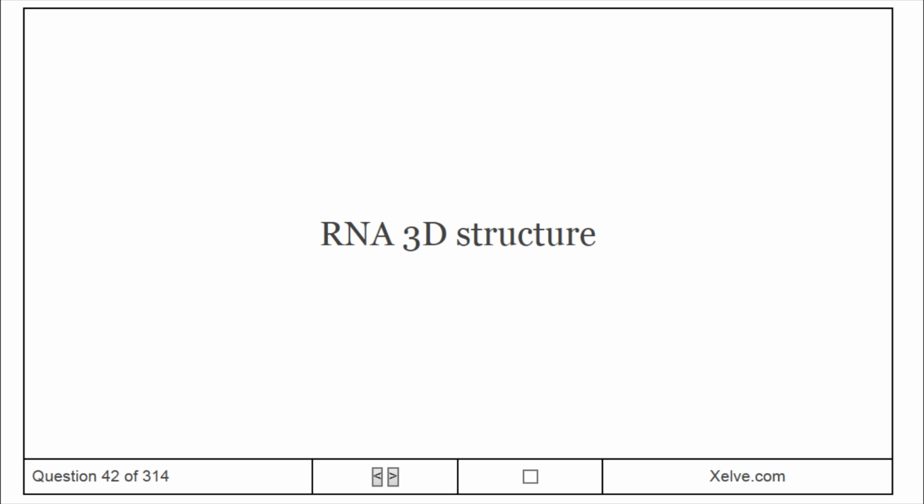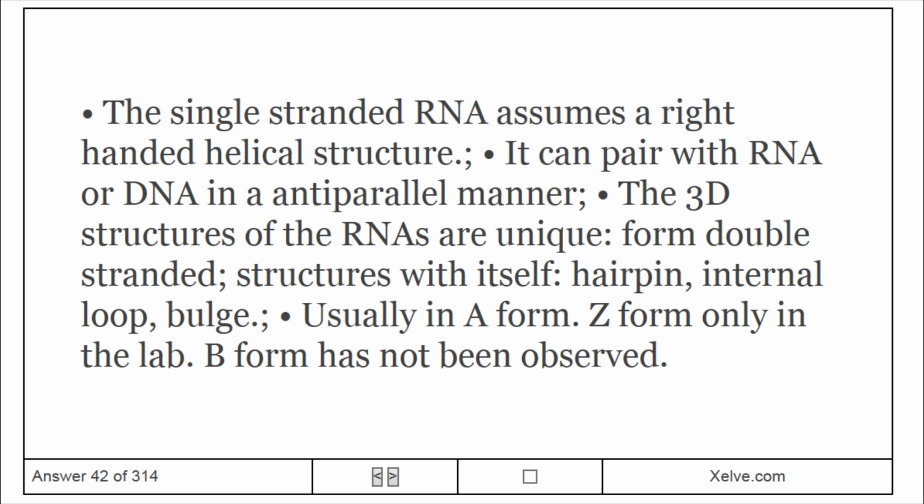RNA 3D structure. The single-stranded RNA assumes a right-handed helical structure. It can pair with RNA or DNA in an anti-parallel manner.